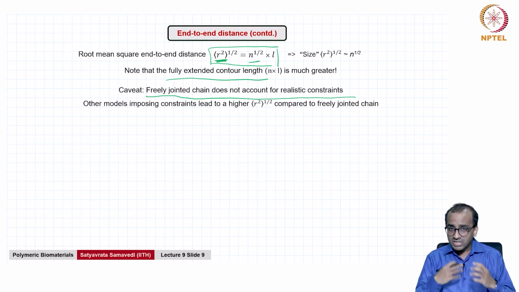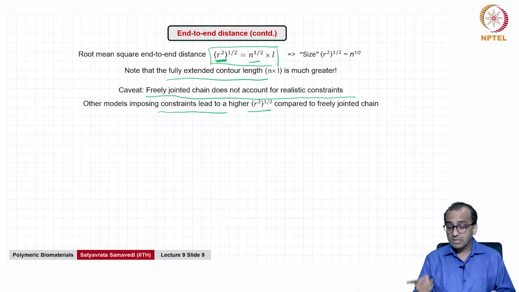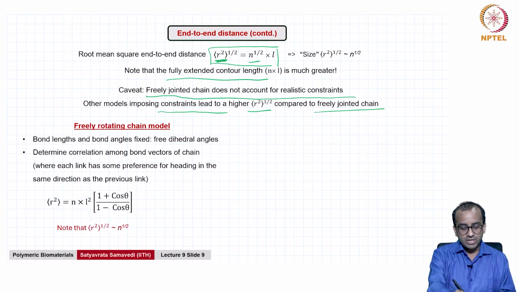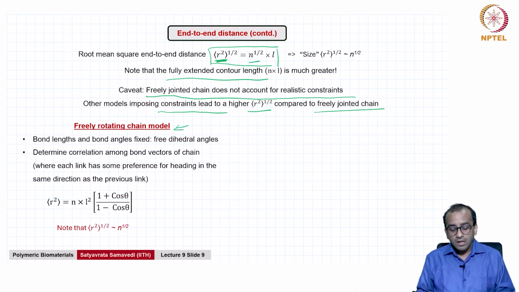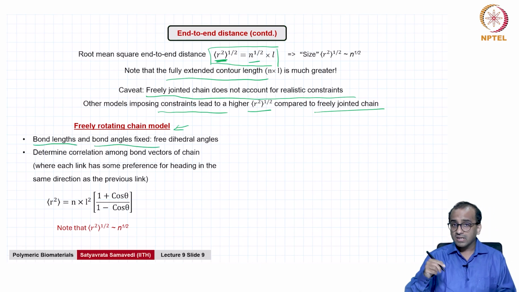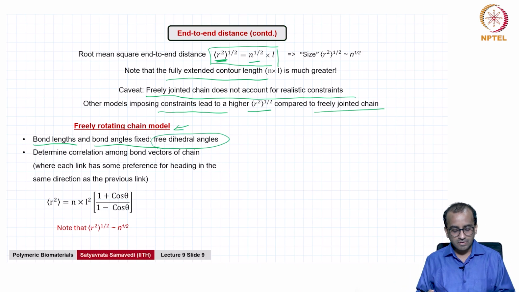So, using that as a starting point, we can now start to incorporate other constraints, more realistic constraints, which will actually end up leading to a higher root mean square end-to-end distance compared to the freely jointed chain model. And just as one example, we will see this freely rotating chain model, where the bond lengths are fixed and the bond angles are also fixed here, and the dihedral angles are free to rotate.